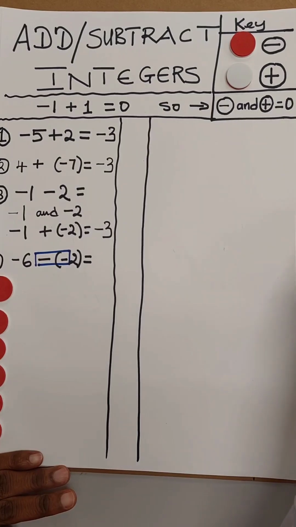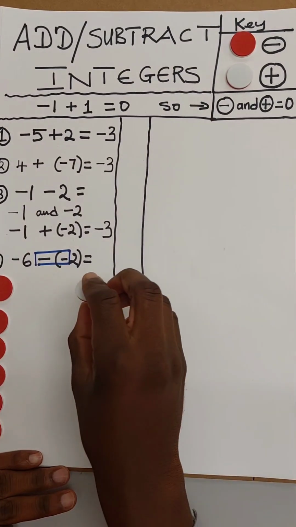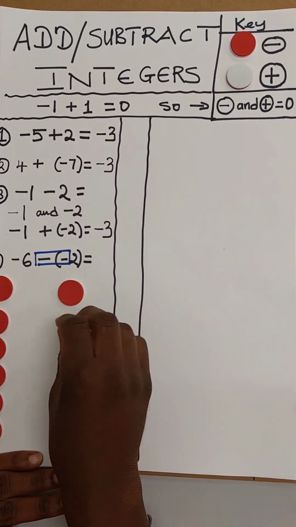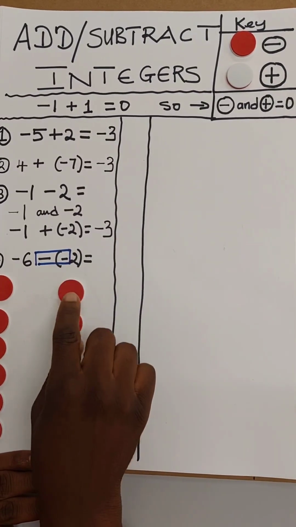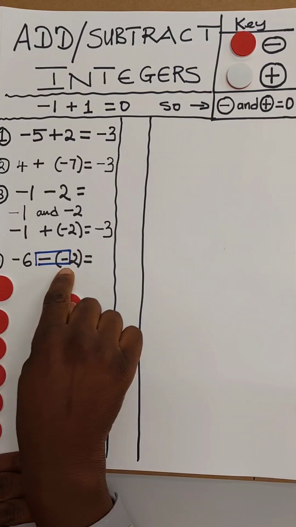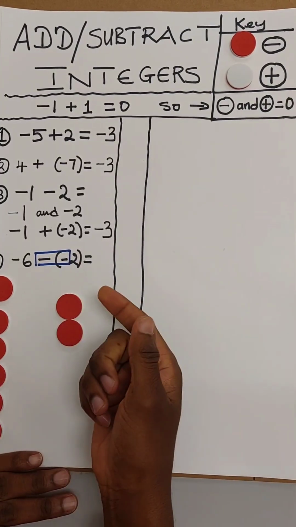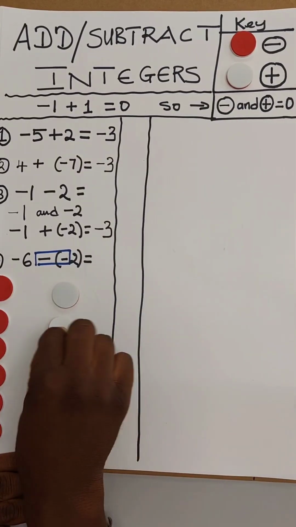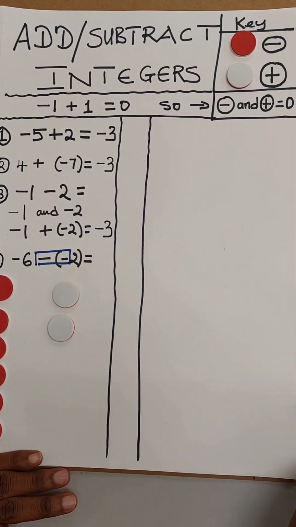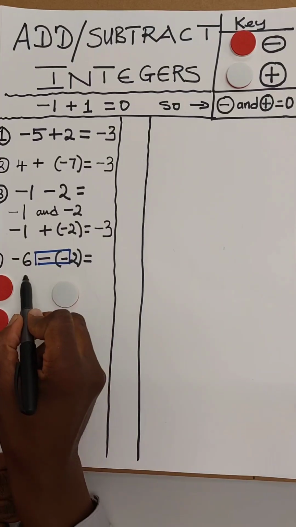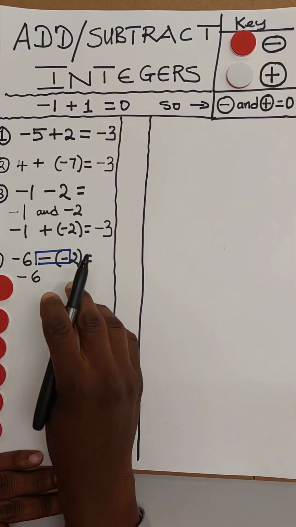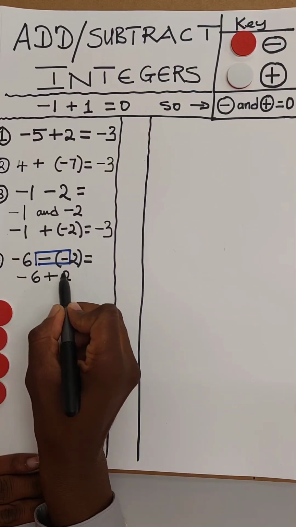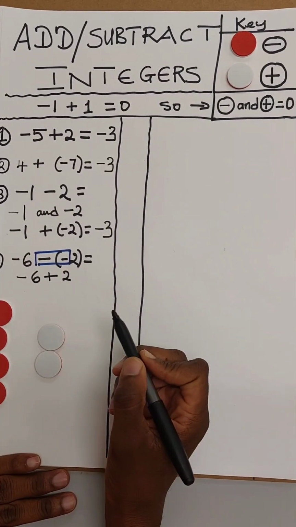So normally, if this was a negative 2, then we needed 2 more red chips for this negative 2. But this minus sign in front of this negative 2 flips the chips, so it flips to white, and flips this one to white. Okay, so basically that is saying that this problem can be written as negative 6 plus 2 because this double negative flips the chips.